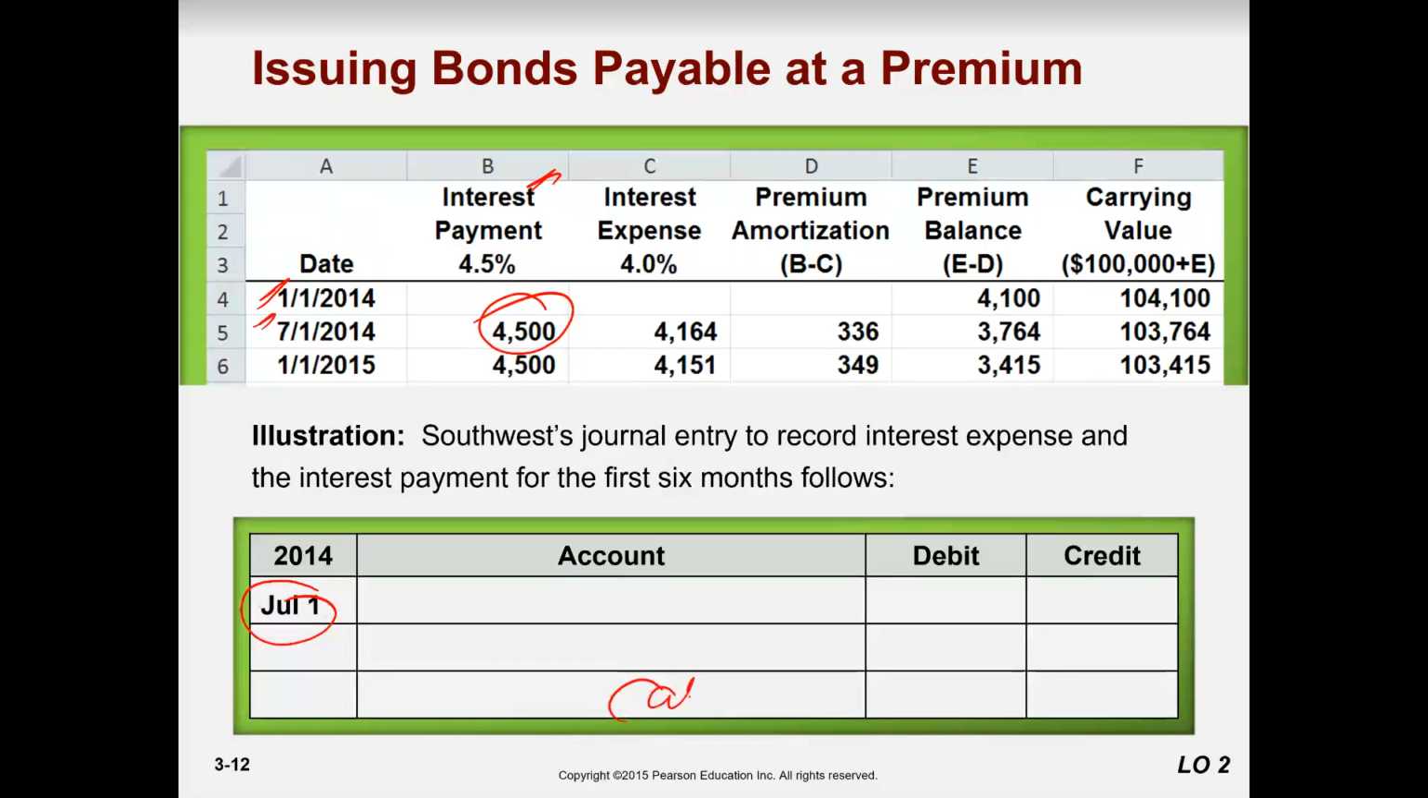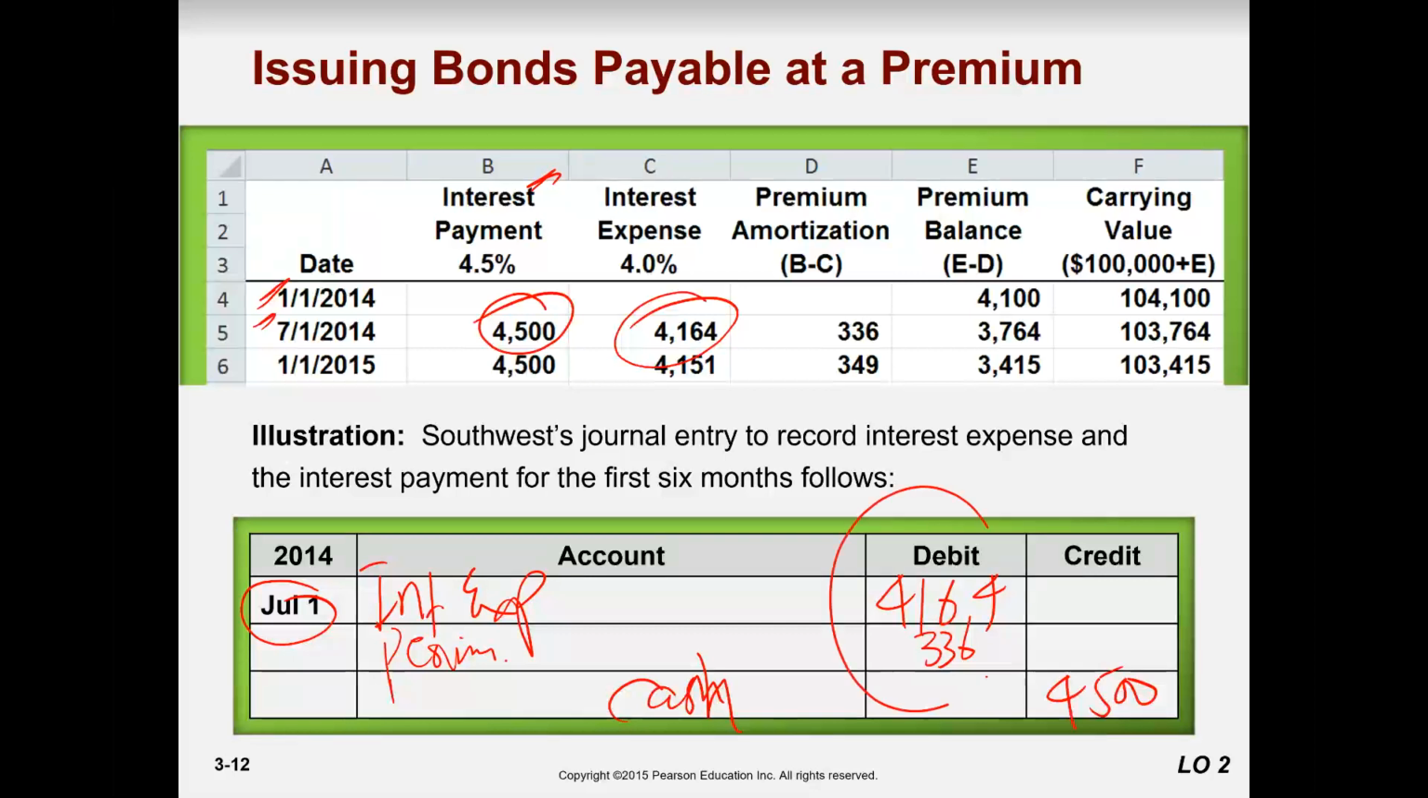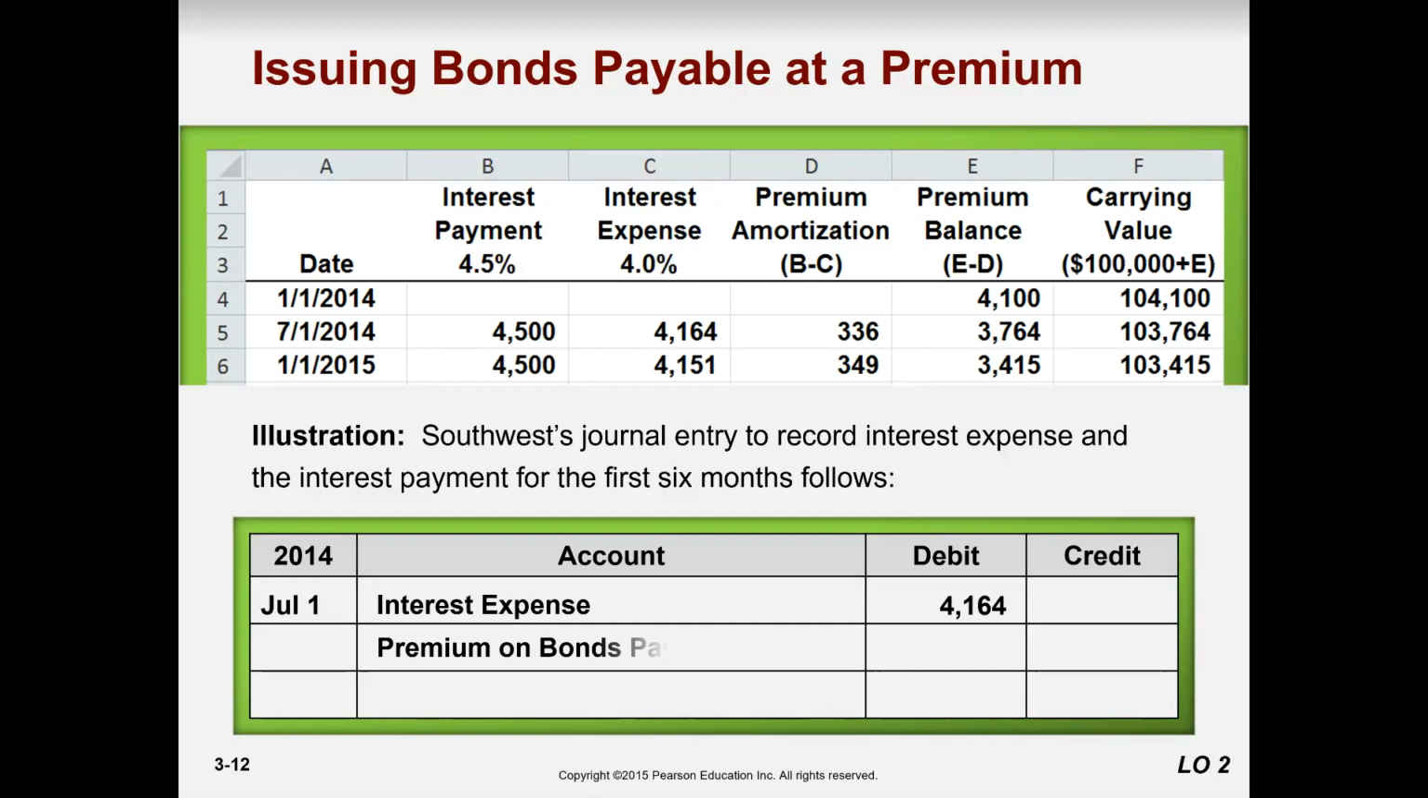So cash is 4500. Cash decrease, credit. Interest expense, always debited. Interest expense 4164. This equation is not balanced. Why? Because there is also premium. Premium amortized 336. Now the entry is balanced. So you see interest expense, premium, and cash.